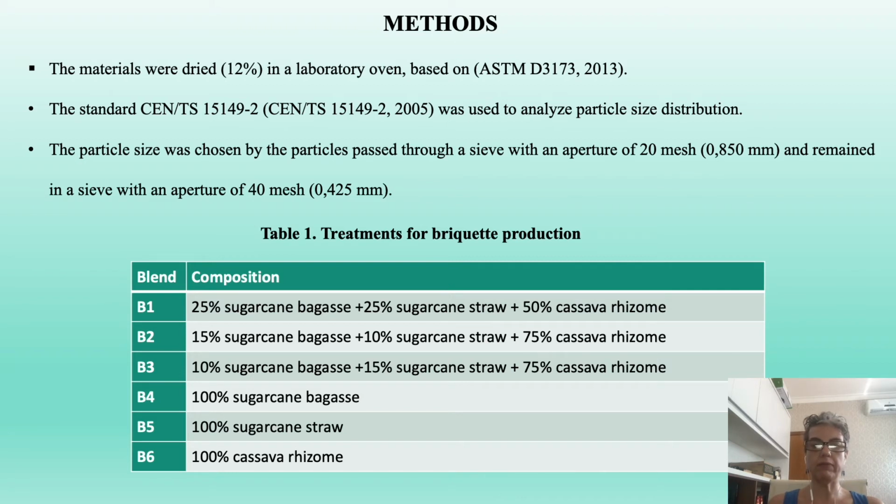They are B1, B2, and B3, and the other 3 are with 100% of the materials. So we have B4, B5, and B6. We can see the blends in Table 1.